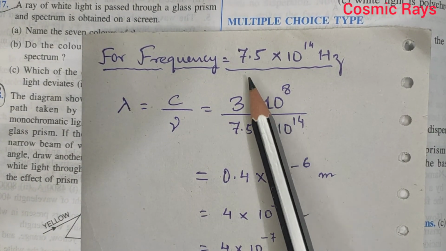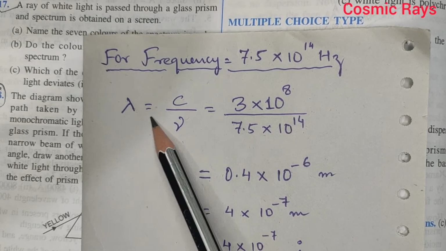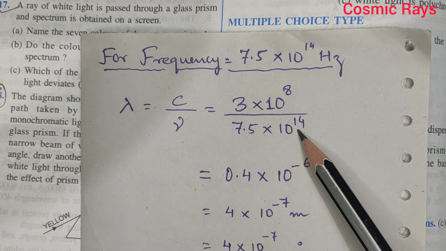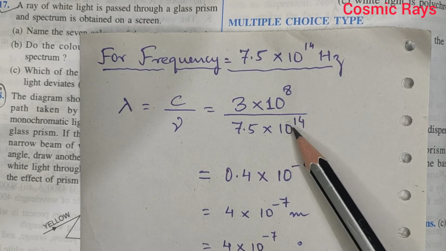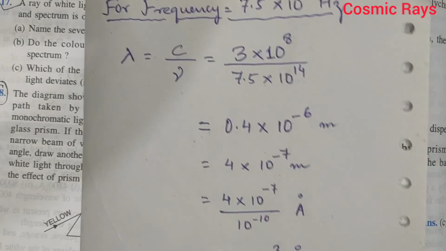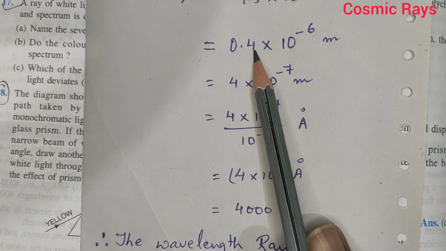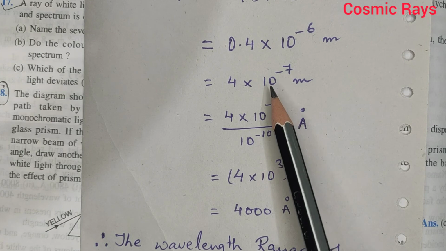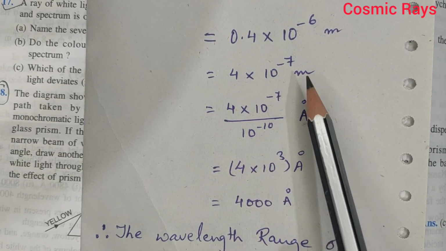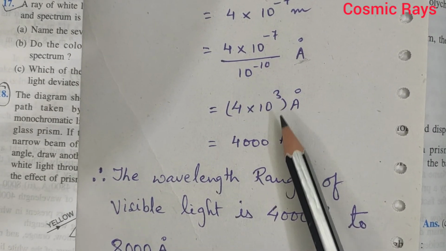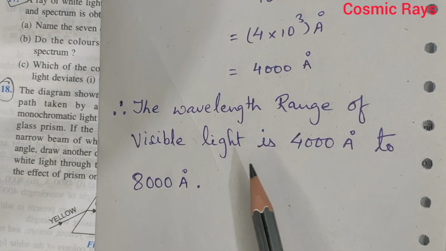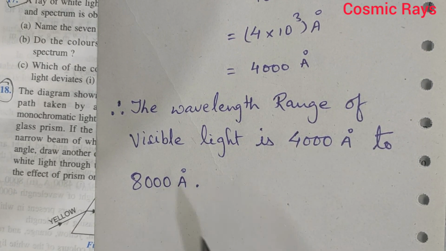Now for the second frequency, we write here for frequency 7.5 into 10 raised to the power 14 hertz. Again, wavelength is equal to speed of light divided by frequency. So we put the values and we calculate. So here again, this 10 raised to the power 14 can be written in the numerator with a minus sign, 10 raised to the power minus 14 it will be. So plus 8 minus 14 gives you minus 6, and 3 divided by 7.5 gives you 0.4. Again we do the same process. When you shift the point, this 10 raised to the power minus 6 becomes 10 raised to the power minus 7 meters, and to convert it to angstrom we have to divide by 10 raised to the power minus 10. So from meter it gets converted to angstrom. Again you divide, and this comes to be 4 into 10 raised to the power 3 angstrom, which is nothing but 4000 angstrom. So the wavelength range of visible light is 4000 angstrom to 8000 angstrom.